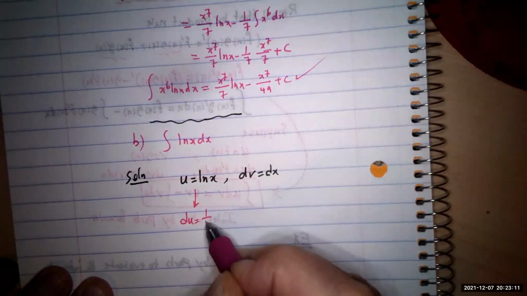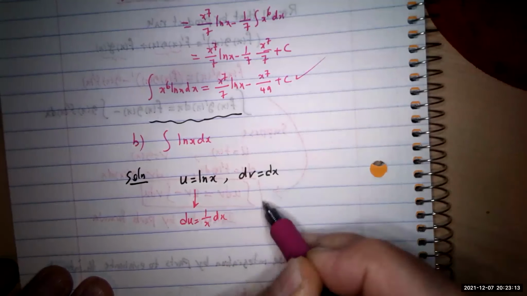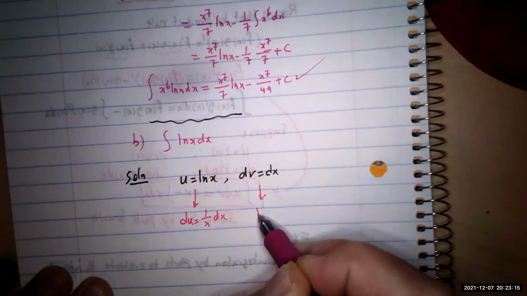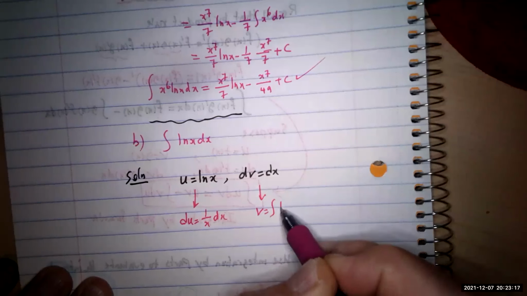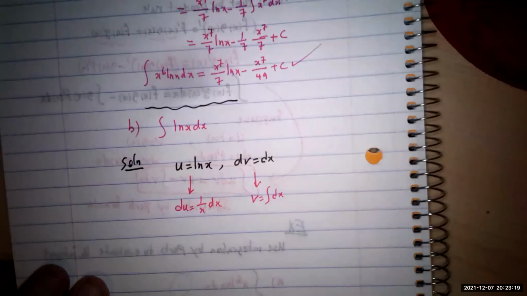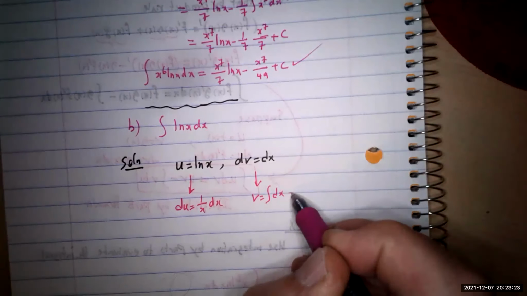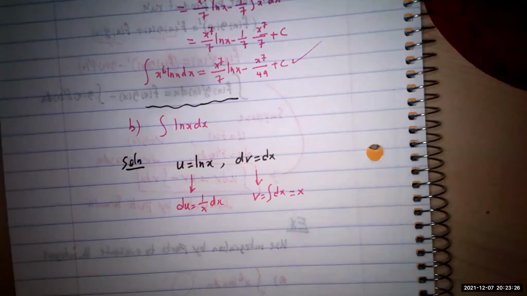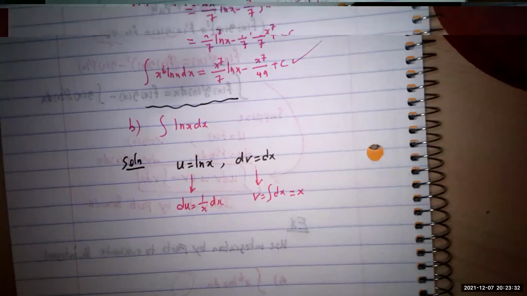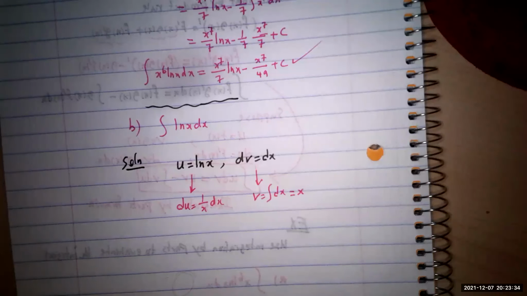Always it's going to be 1 over x dx. From this side, you have to integrate. V would be the integral of dx, which is the integral of 1. You know that it's equal to x. You're not going to put a plus c here because this is not your final answer. It's okay if you even put the c, but we don't do it. So the first part, u is ln x, du would be 1 over x dx. The second part we integrated, v would be x.